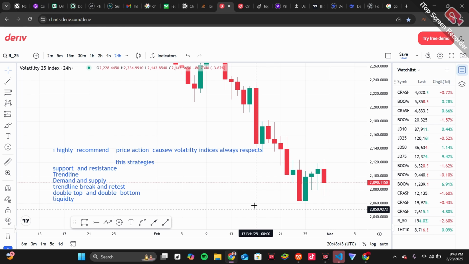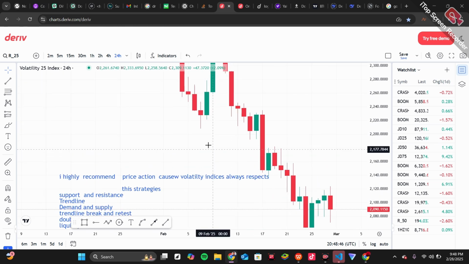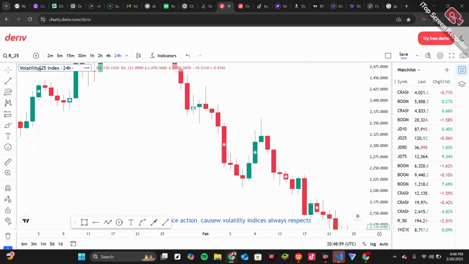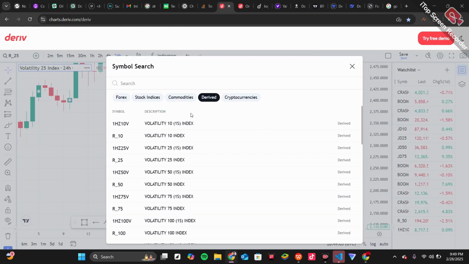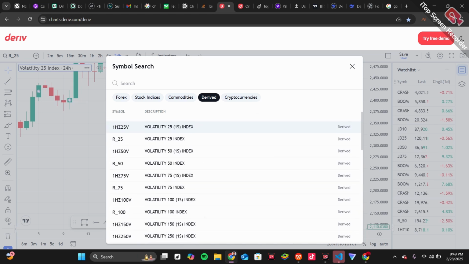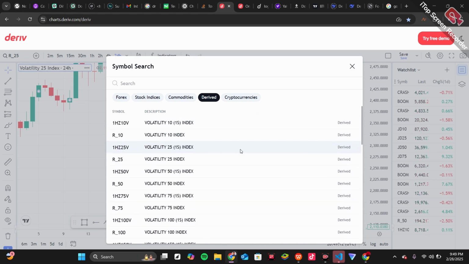So when it comes to taking entry, here's a secret, and I've not told many people about this. So this is my personal secret. When it comes to taking entry, for instance, we have this setup here. So this is volatility 25. Let me introduce you guys to the pairs available. So we have different volatility, right? Under DERIV, we have volatility 10 (1s), volatility 10, volatility 25 (1s), and volatility 25.